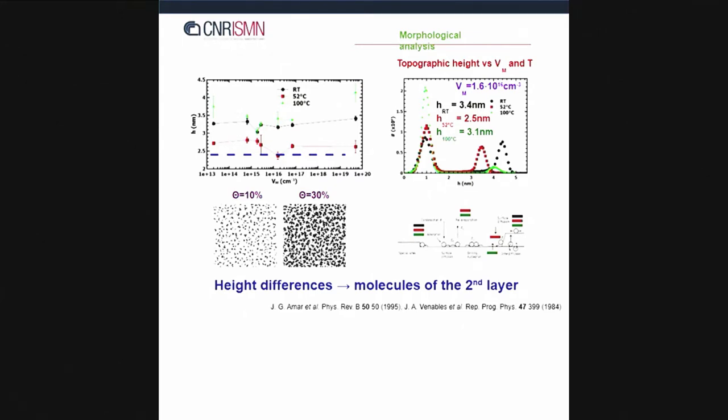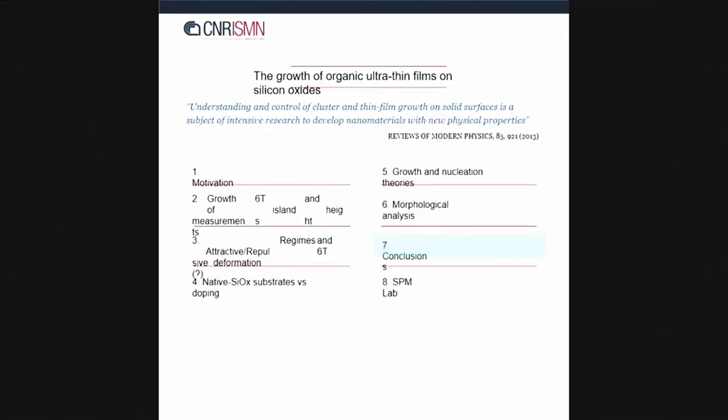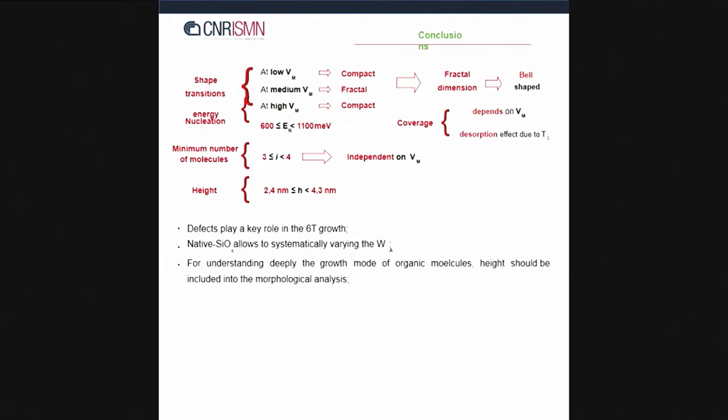So on the top of our island there are some molecules which will be used during the growth of the film for forming the second layer of our film. And in conclusion, we have observed a shape transition from compact at low doping concentration to fractal at medium, and to compact at high doping concentration. The nucleation energy, as I said, increases constantly with respect to the doping concentration, and the coverage depends on the doping concentration.